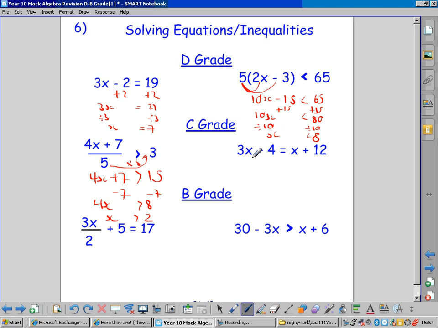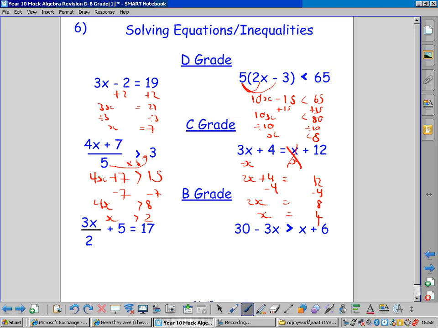You've got x's on both sides. You always take away the smaller number of x's if you can. So take away x, leaves us with 2x plus 4, so 4 is still there. It's equal to 12, because x take away x cancels out. Take away 4 from both sides. 2x equals 8. Divide by 2, x equals 4.